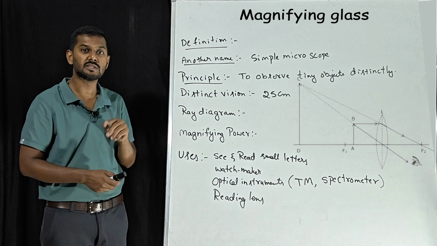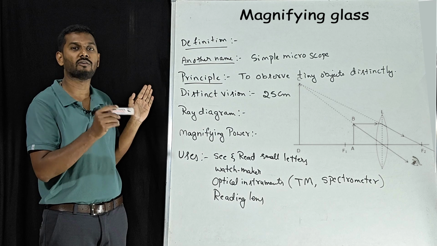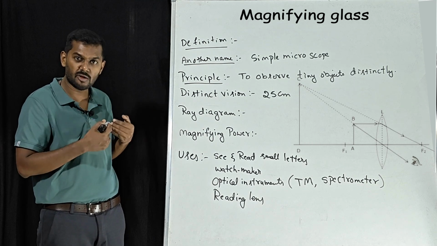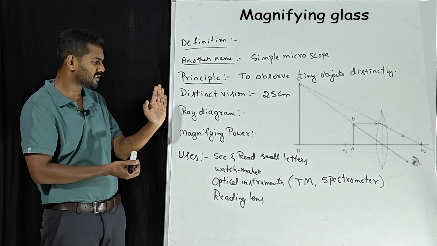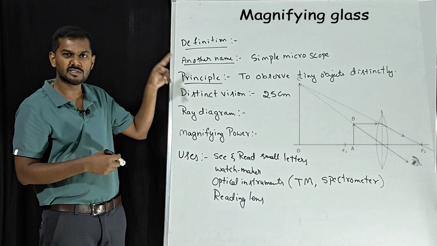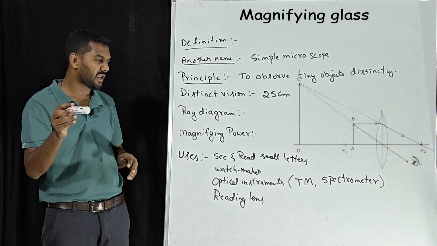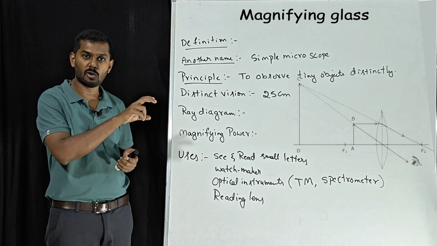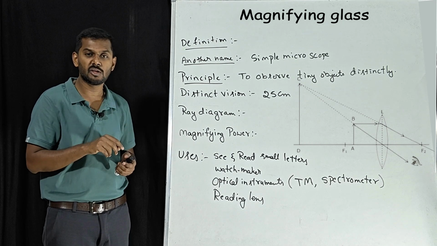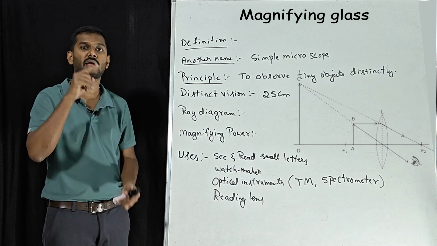Where you are getting the image, that is behind the object, on the same side. This you have to mention. See, the object is here. On the same side, the image will be there, correct? So the image is on the same side of the object, behind it. Next up, these are the positions of the object and image. What is the nature of the image? The nature is virtual, erect and magnified.